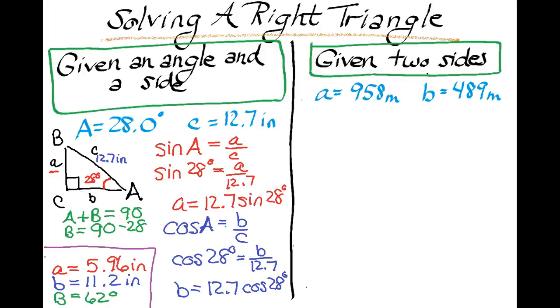So now let's take a look at the next example. Here we're given two sides instead of an angle and a side. So let's give ourselves a picture.